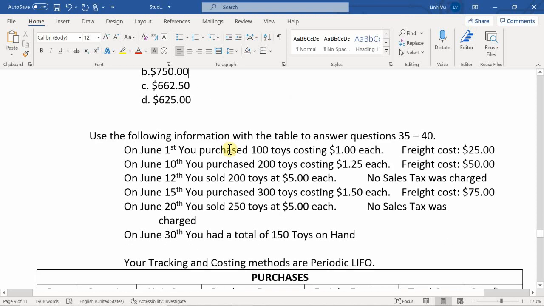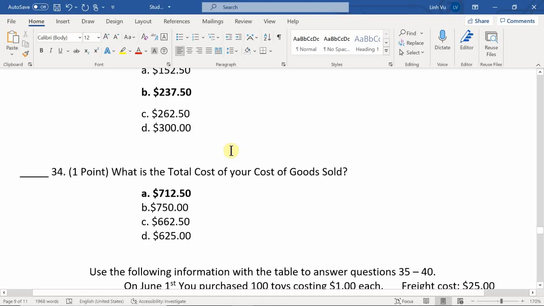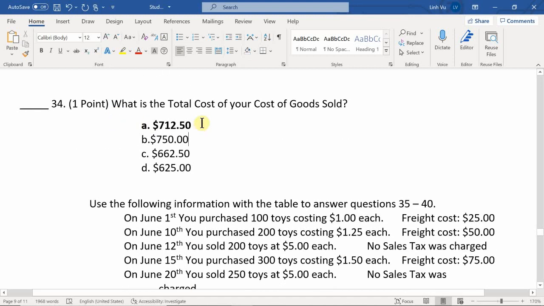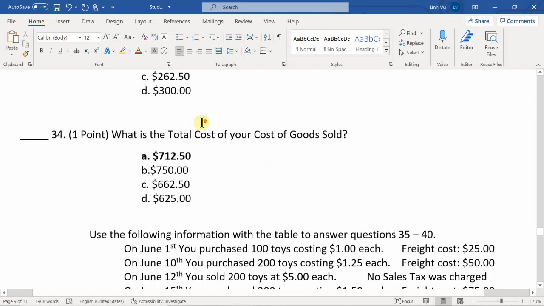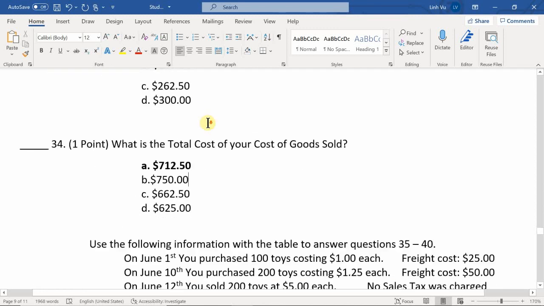This is exactly how I'm going to have it. I'm going to have the table provided for you, and your job is to answer these questions. What's the ending balance, and what's the cost of goods sold? And I'm going to have it multiple choice, just like this.